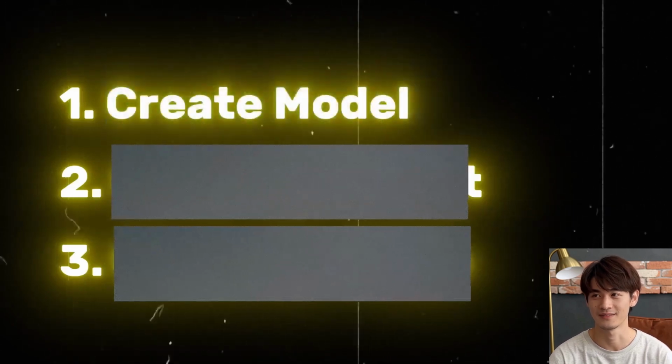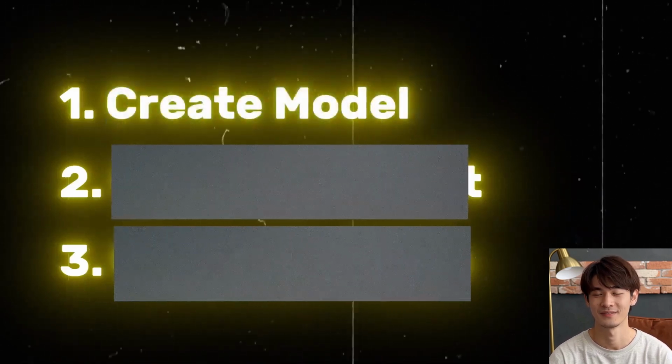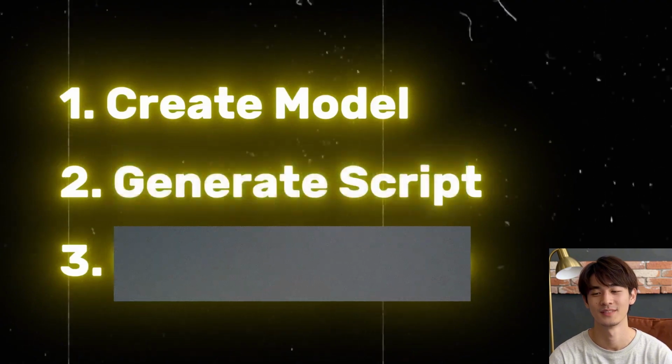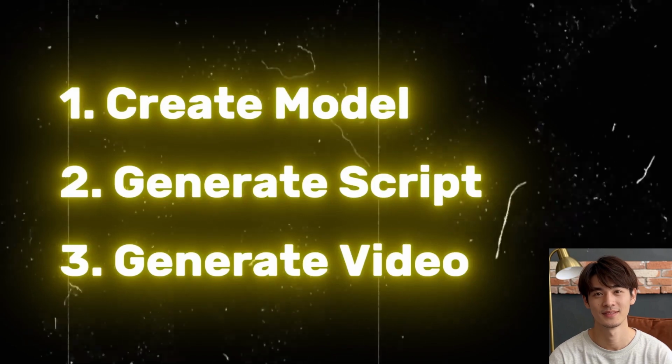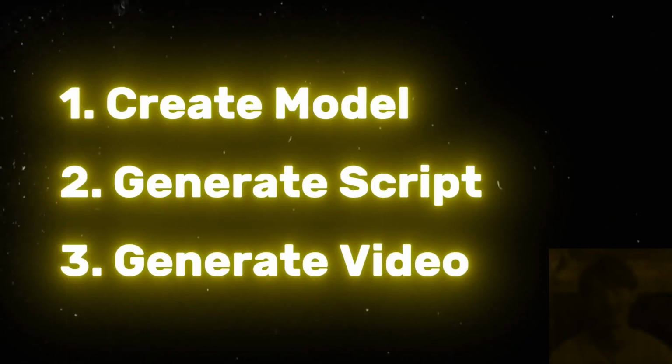Step 1. Create your AI character. Step 2. Generate scripts and scene prompts. Step 3. Turn everything into a fully generated video. Let's begin with the character.